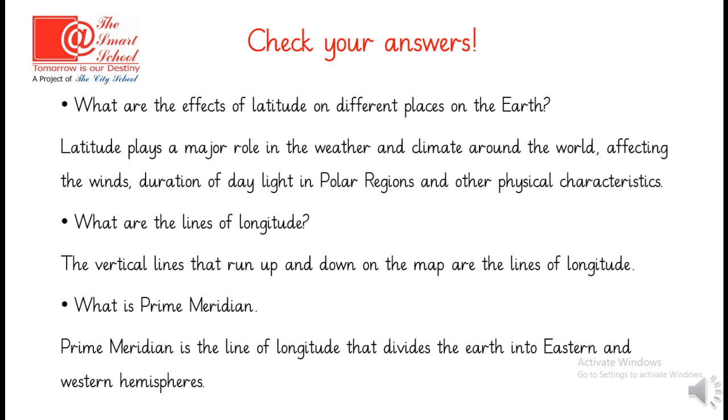What are the effects of latitude on different places on the earth? Latitude plays a major role in the weather and climate around the world, affecting the winds, duration of daylight in polar regions, and other physical characteristics. What are the lines of longitude? The vertical lines that run up and down on the map are the lines of longitude. What is prime meridian? Prime meridian is the line of longitude that divides the earth into eastern and western hemispheres.